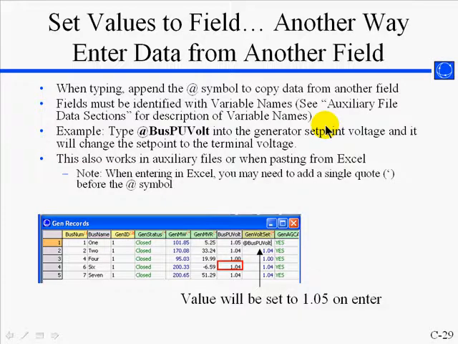And what this is useful for is you can then embed a string like this into an auxiliary file or when you're exchanging data from Excel. And we're going to talk a little bit about the Excel exchange in this training session, and in a separate session we'll talk about using the auxiliary files. Now, one thing to keep in mind too is when you're in Excel, you might need to add the single quote before the @ symbol, or else Excel is going to think that it's some sort of function that involves the @ symbol.